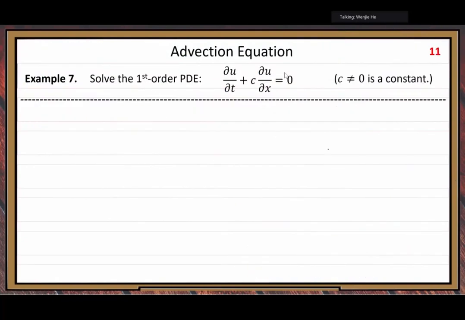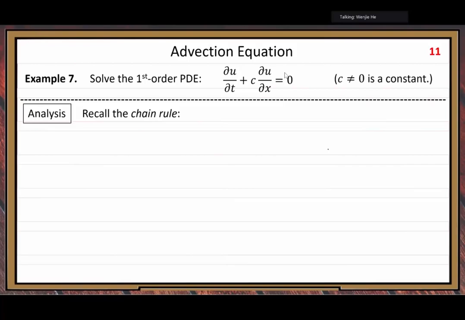Example 7. Solve the first order ODE: partial u over partial t plus constant c, non-zero constant c, times partial u over partial x equals 0. So there is a name for it: advection equation. It is very simple, but we need to use a special way to solve it.